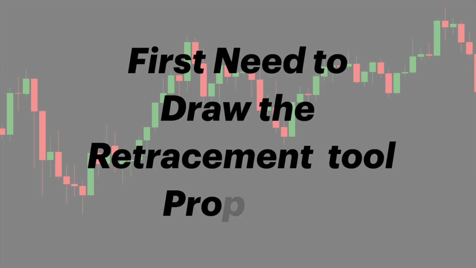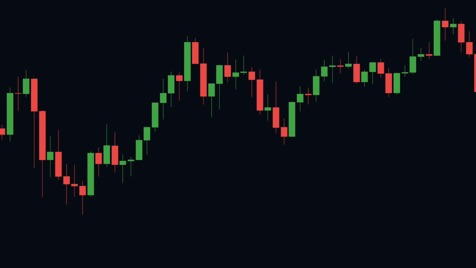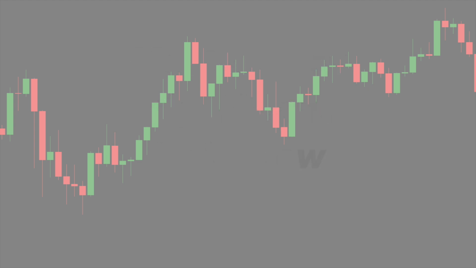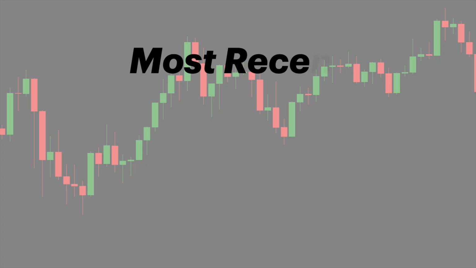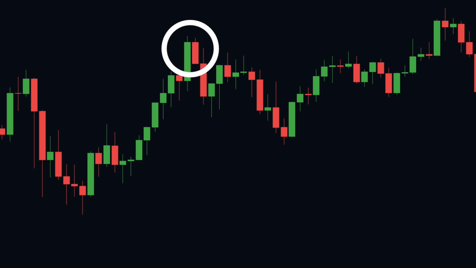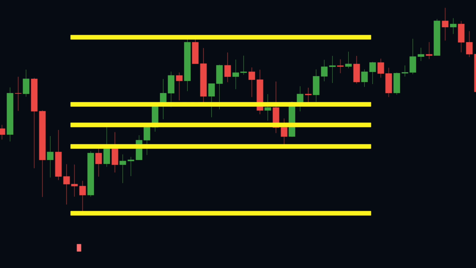To use the retracement tool, we must first properly draw it. When the price is rising, we must first find the most recent significant swing low on the chart. On this chart, for example, this is the big swing low. Then we must find the significant swing high, which is this high point. We now select the retracement tool and draw it from the swing low's low to the swing high's high.